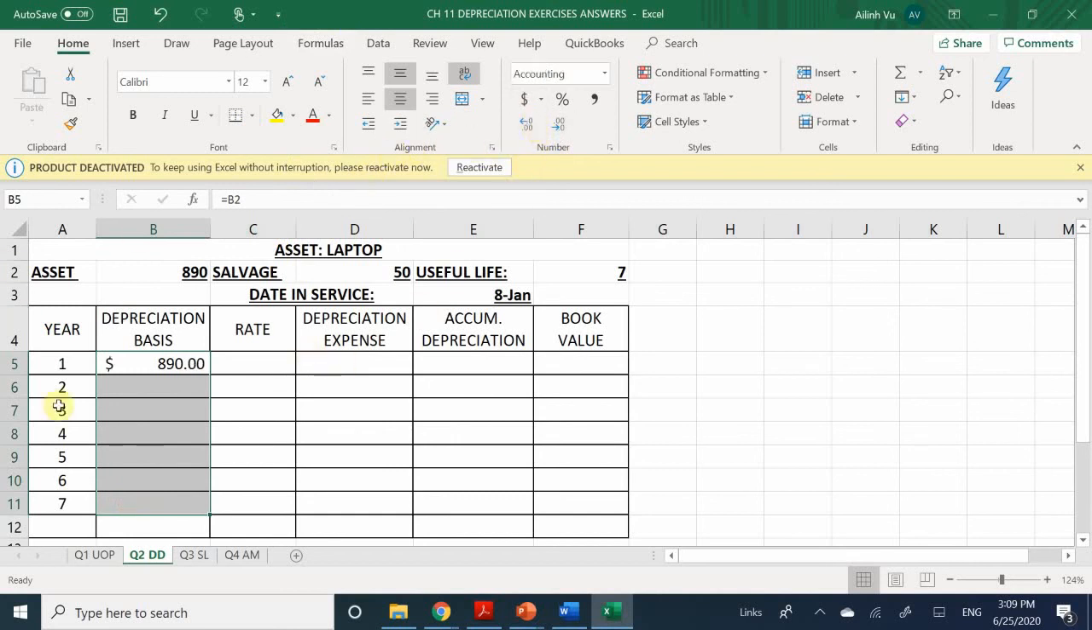Okay. So here, yes, it's perfect. It's $890. What is my rate going to be? Years of service divided by 1. Backwards. The other way. 1 divided by 7, times 2. Yeah.